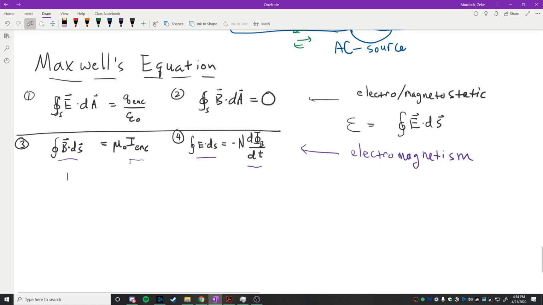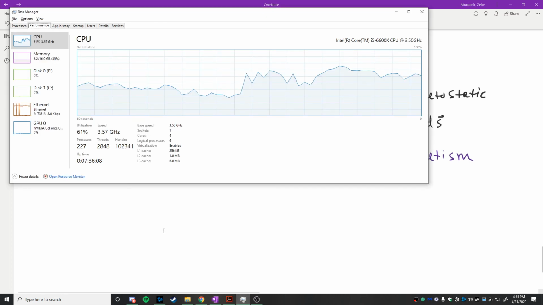My god, this program is so laggy. I must just have too many things open. I wonder if I'm exceeding my RAM or something like that.